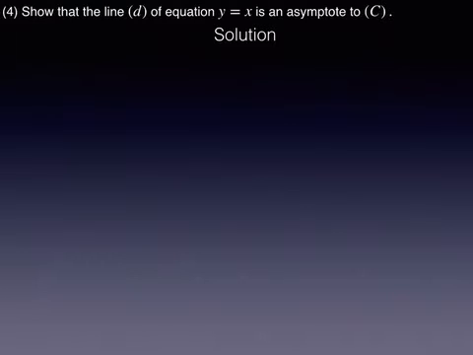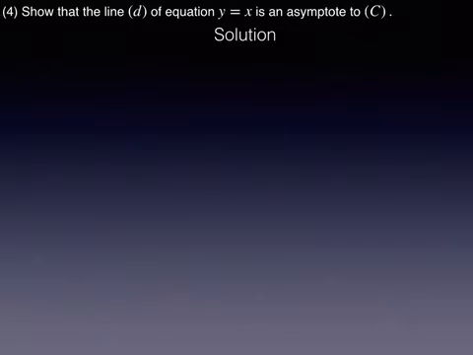So first of all, to prove part 4, to show that the straight line of equation y equal x is an asymptote. This straight line is not a vertical line and not a horizontal line. So this straight line should be an oblique asymptote.